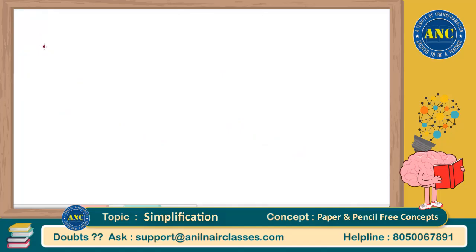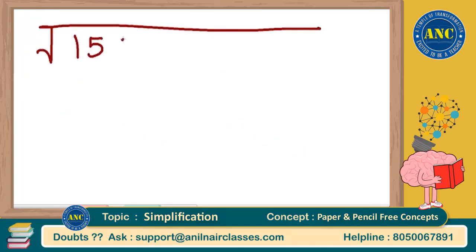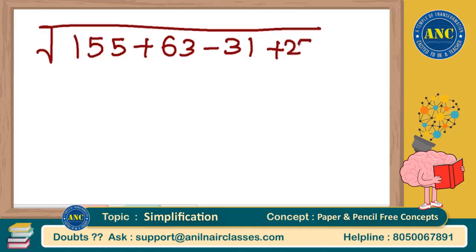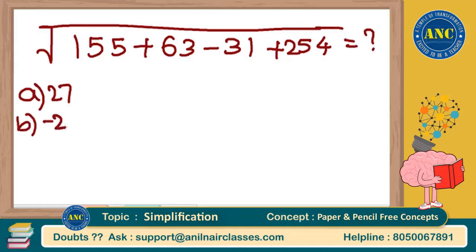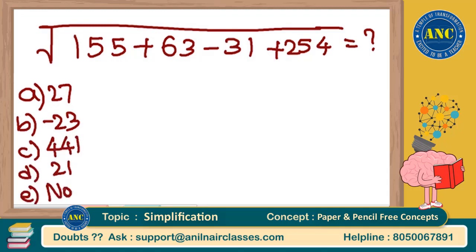Next question. Please see this question. Your question is a very easy question. 155 plus 63 minus 31 plus 254 is equal to question mark, is equal to square root of 27 minus 23, 441 plus 21. Option E is none of these, right?